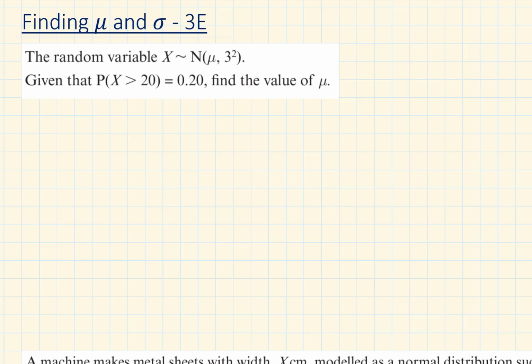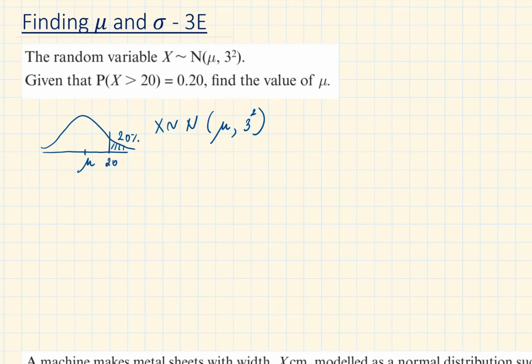Let's look at the first example. The random variable x is normally distributed with unknown mean, mu, and variance 3 squared. We can represent this on a diagram where we have the unknown mean and the top 20% starts at 20. So this represents x normally distributed with unknown mean and the variance 9.